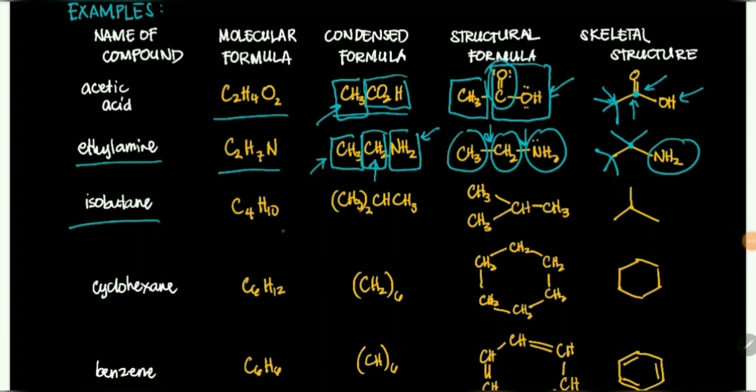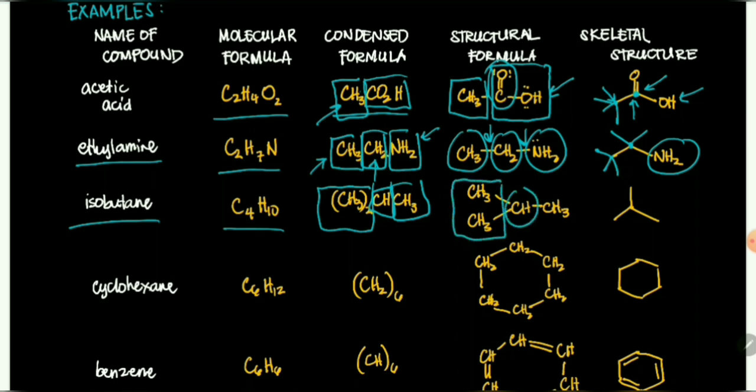So the isobutane is C4H10. Meron siyang 4 na carbons at 10 hydrogens. Tapos malalaman natin sa condensed formula na meron siyang dalawang CH3 group and may isa siyang CH group at isang CH3 group ulit. Okay? So for a clearer picture, makikita natin dun sa structural formula na yung dalawang CH3 group ay nakakabit dun sa isang CH group. Okay? Tapos yung isang CH group ay nakakabit dun sa isa pang CH3.